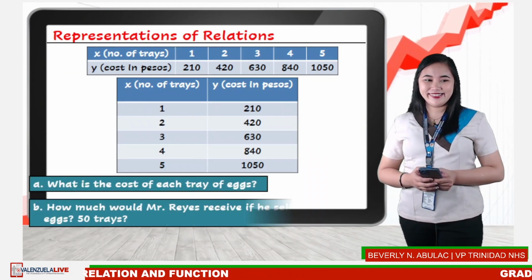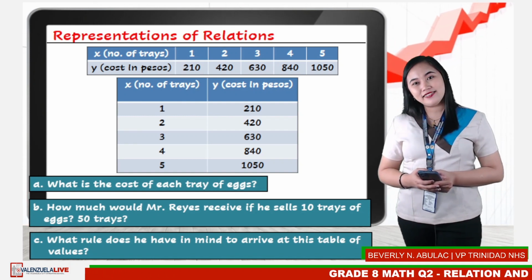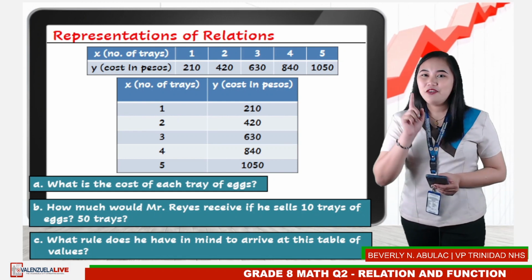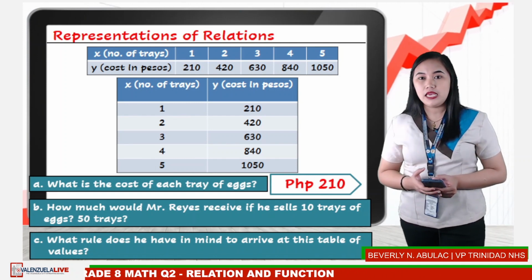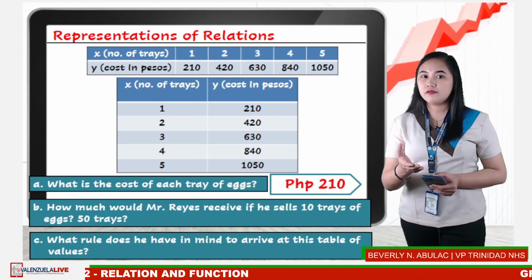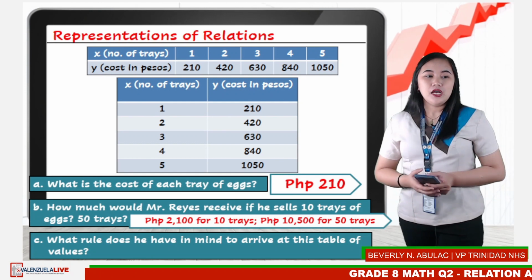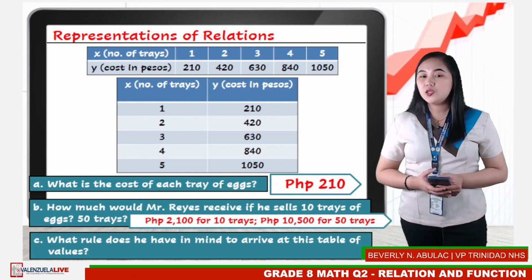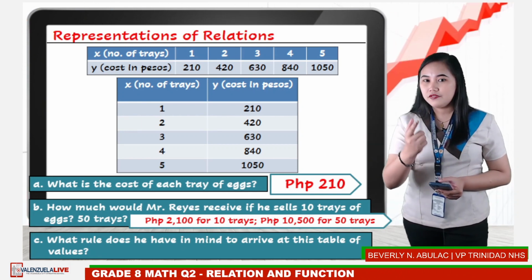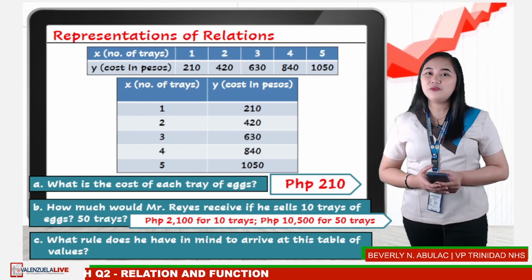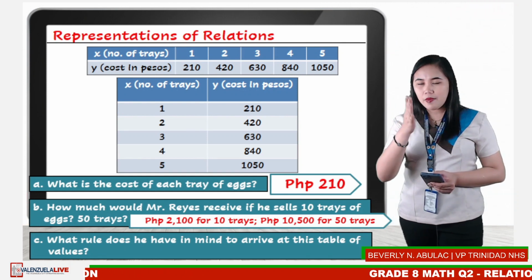Question: What is the cost of each tray of eggs? Very good, 210 pesos. How much would Mrs. Reyes receive if she sells 10 trays of eggs? Mrs. Reyes will receive 2,100 pesos for 10 trays of eggs. But how about 50 trays of eggs? Very good. She will receive 10,500 pesos. Last, what rule does she have in mind to arrive at this table of values?